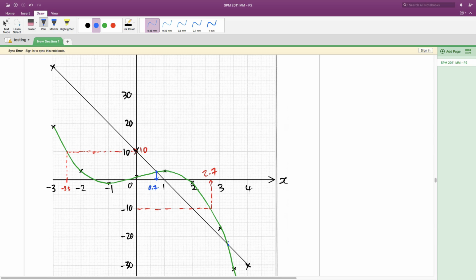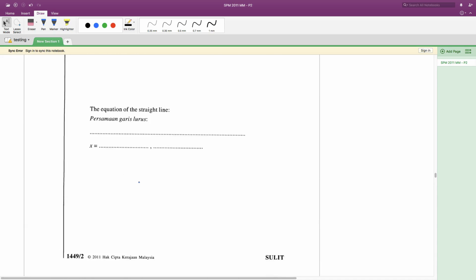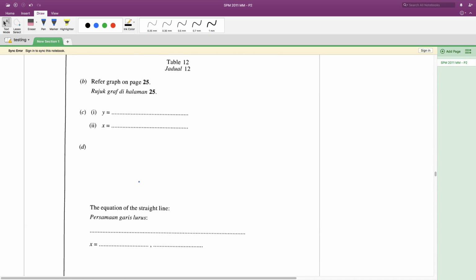So I guess it is 3.3. So you have 0.7 and 3.3. Then you just write here 0.7 and 3.3. And then the equation of straight line is y equals negative 10x plus 10. Done. This is 12 marks.